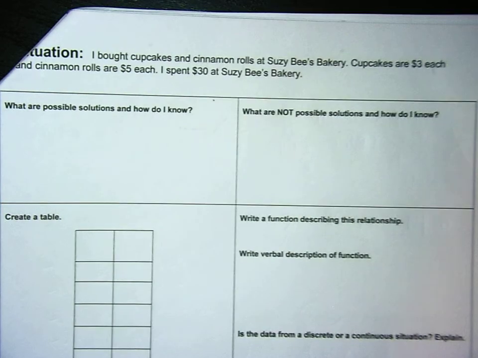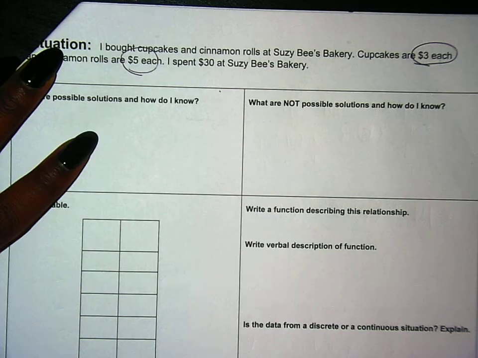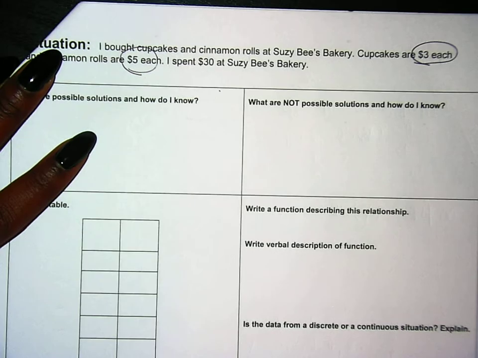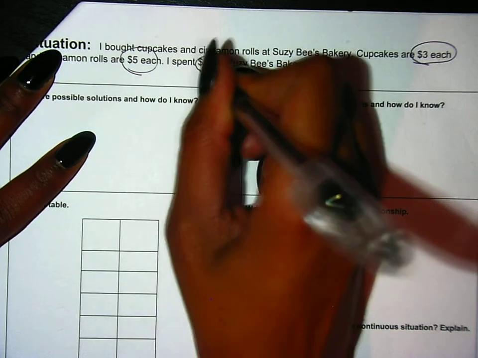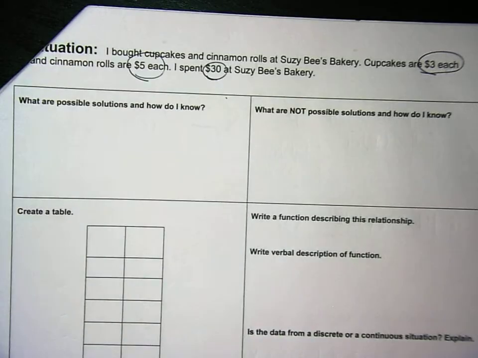In this video, we're going to take a look at cupcakes and cinnamon rolls. So, I bought cupcakes and cinnamon rolls at Cupcakes Bakery. I spent a total of $30 at the bakery. So, the first two questions say, what are possible solutions and what are not possible solutions?